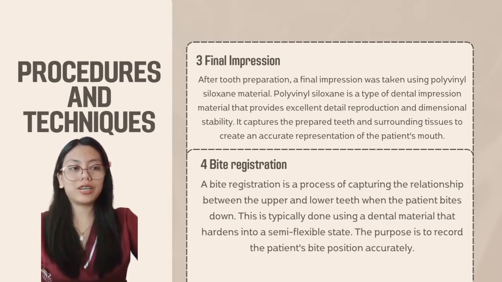Fourth is bite registration. A bite registration is a process of capturing the relationship between the upper and lower teeth when the patient bites down. This is typically done using a dental material that hardens into a semi-flexible state. The purpose is to record the patient's bite position accurately.